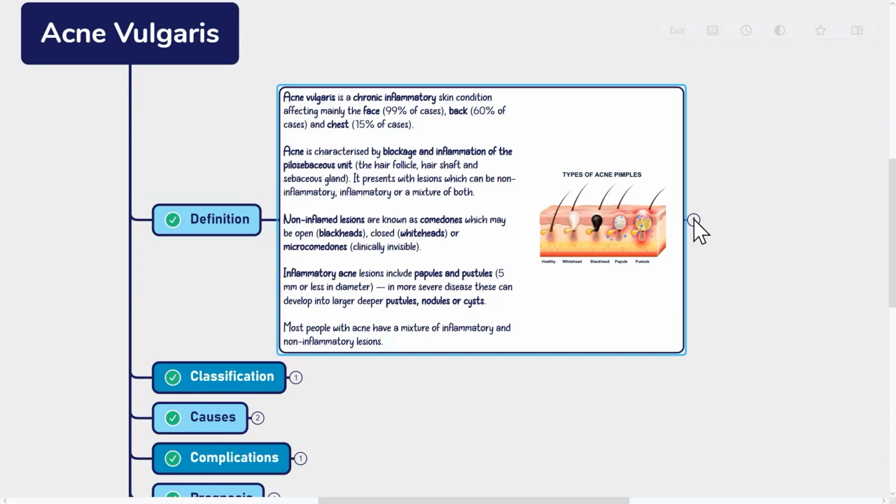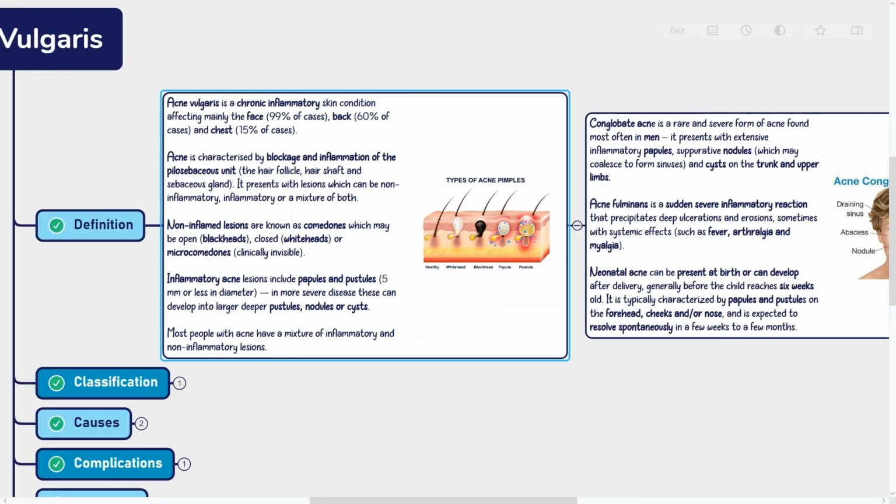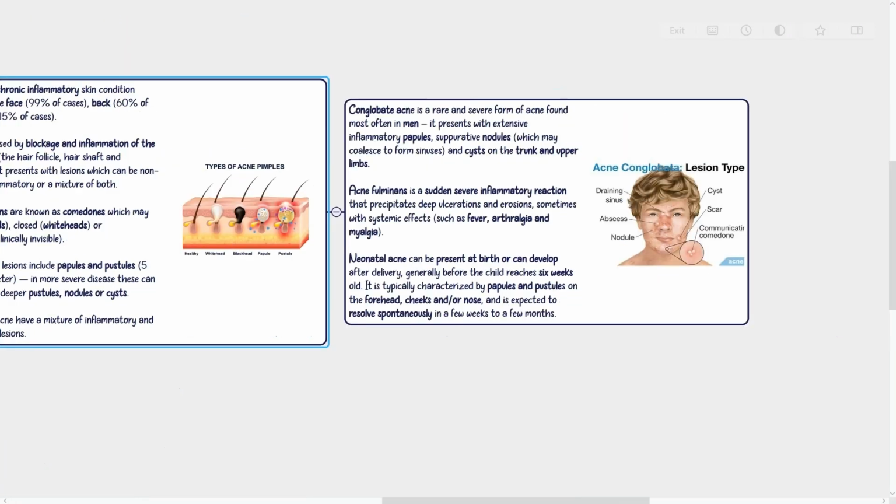Inflammatory acne lesions include papules and pustules, 5 millimeters or less in diameter. In more severe disease, these can develop into larger, deeper pustules, nodules, or cysts. Most people with acne have a mixture of inflammatory and non-inflammatory lesions. Conglobate acne is a rare and severe form of acne found most often in men.